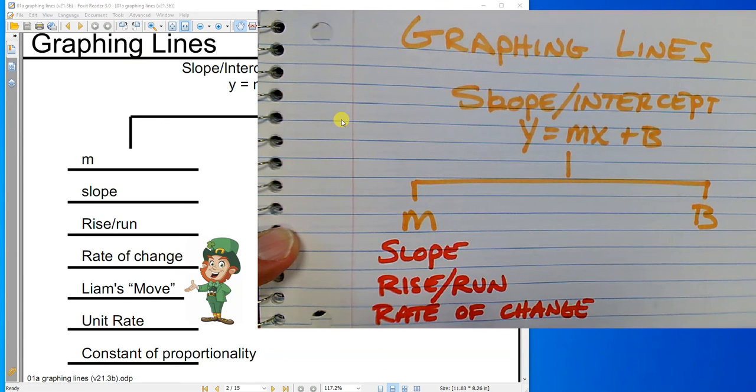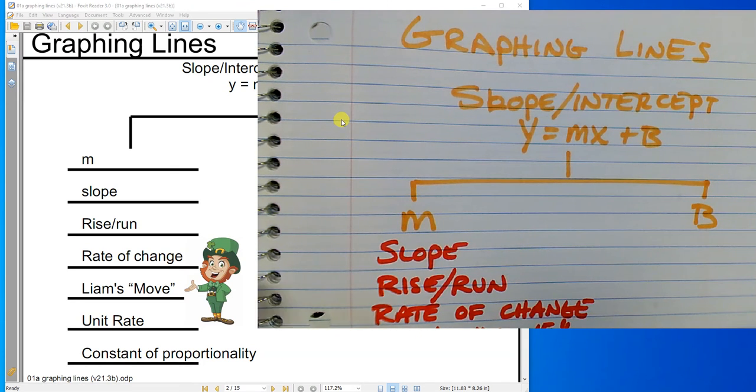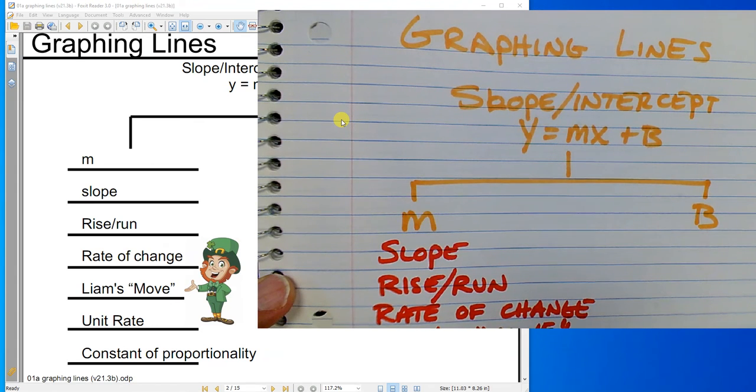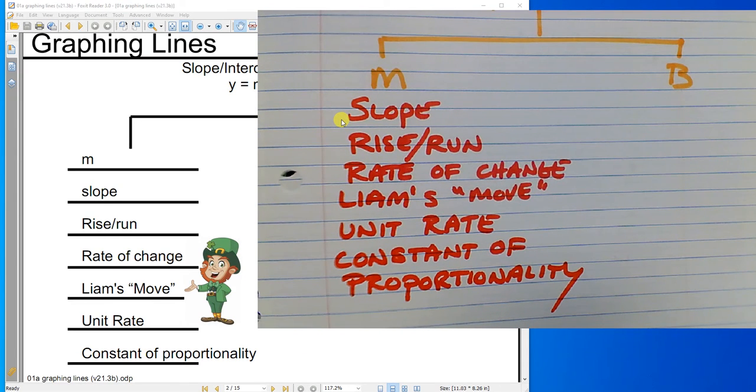We know that it's Liam's move. We also know it's called the unit rate and constant of proportionality. Those two might be new. Slope, rise over run, rate of change, Liam's move, unit rate, constant of proportionality. So that's what we know about the m.